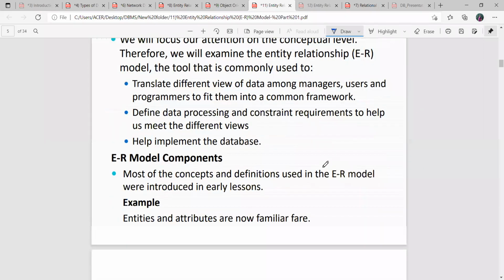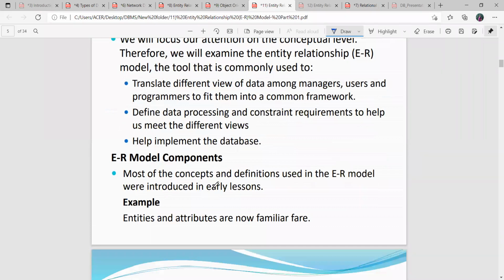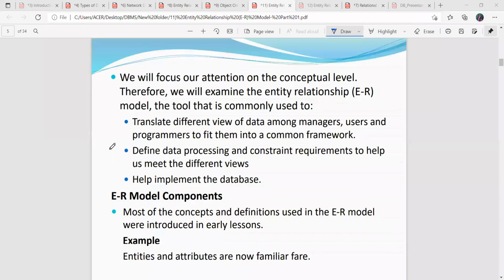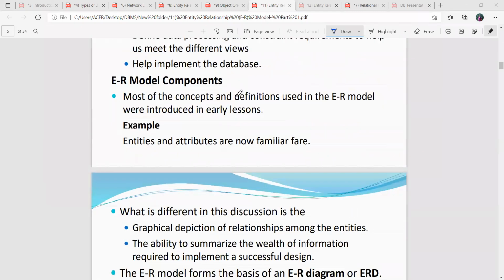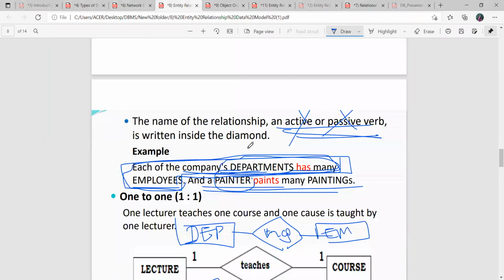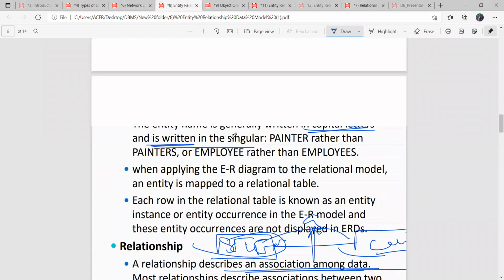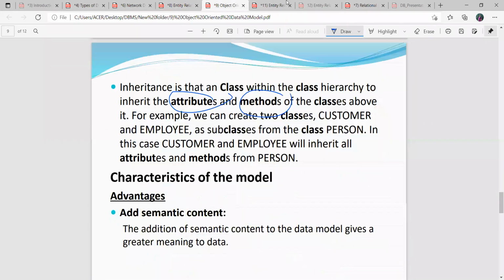Okay. So when we consider this ER model, there are some components in the ER model. We already discussed entity and the relationships and the types of relationships. Most of the concepts and definitions used in the ER model were introduced in early lessons. We already discussed entity, then the relationship, and primary key and so on. We discussed so many things about the ER diagram.